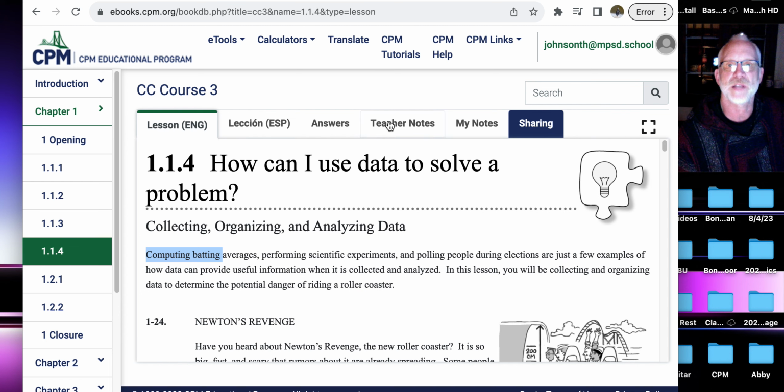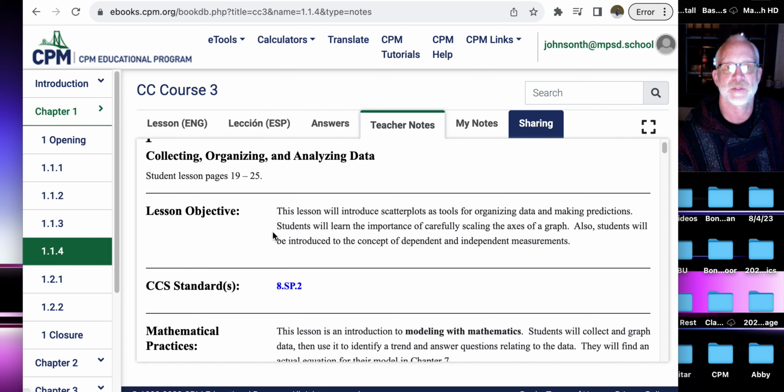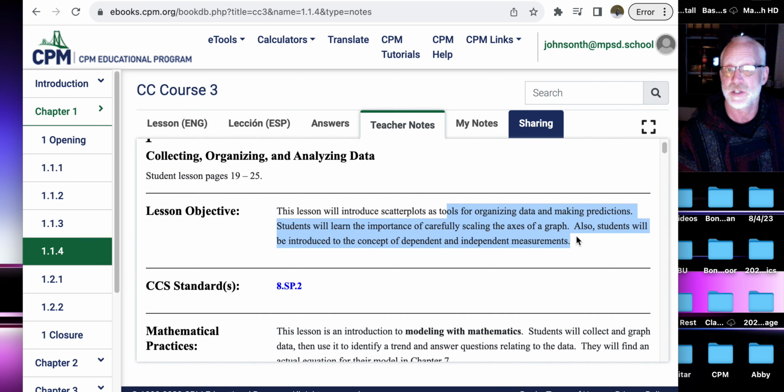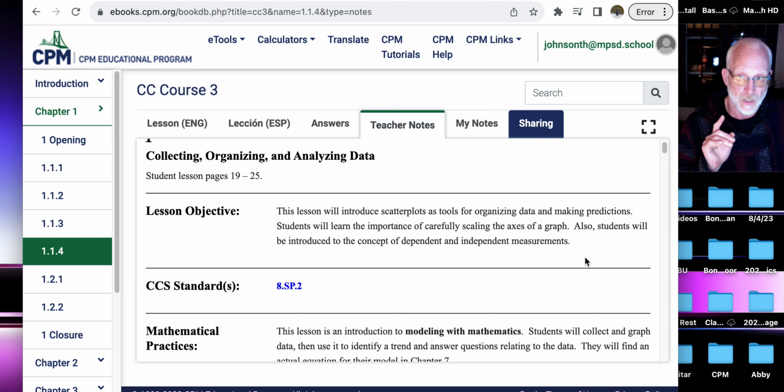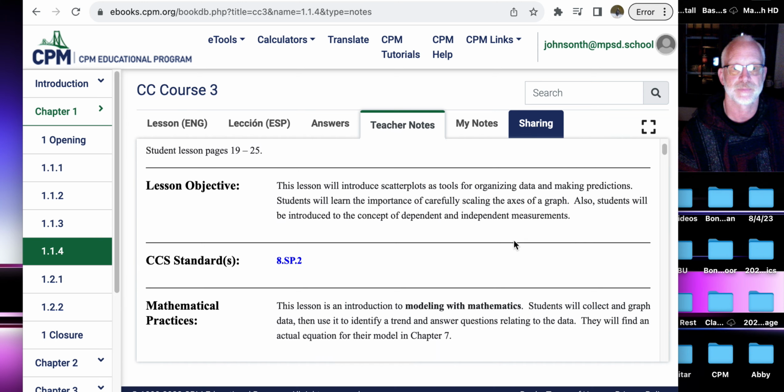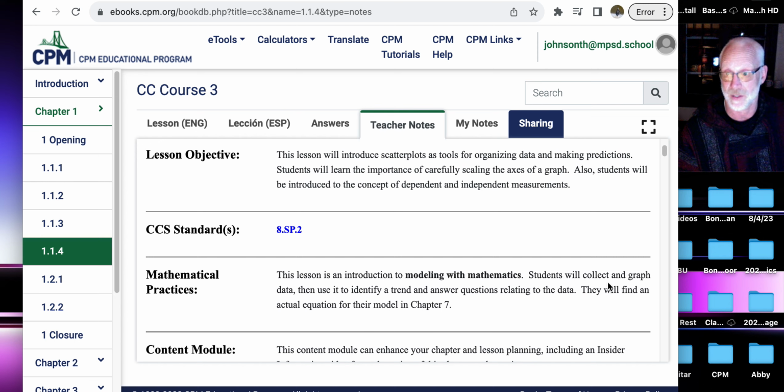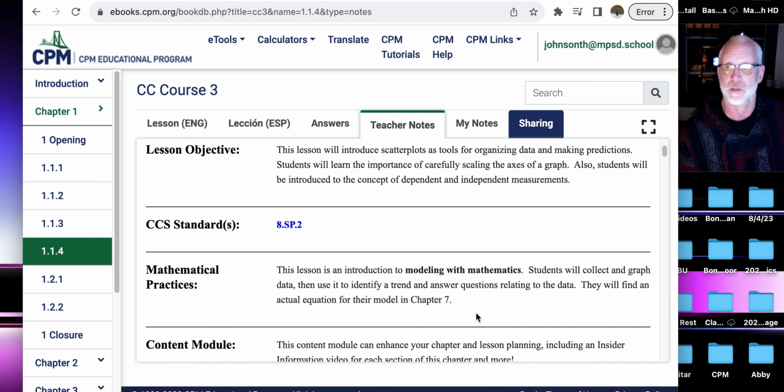The learning targets for this activity. It says the lesson will introduce scatter plots as a tool for organizing data and making predictions. Students will learn the importance of carefully scaling the axis of a graph. Also, students will be introduced to the concept of dependent and independent measurements. The success criteria: students will collect and graph data. We collected it. We're going to graph it today. And then use it to identify a trend and answer questions relating to the data. And then they will find an actual equation for their model in Chapter 7. Oh, cool. So the stuff that we're doing here, we're going to revisit later.